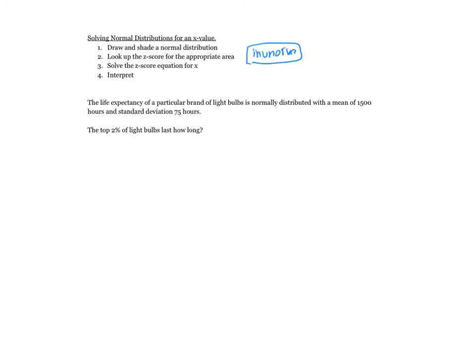So let's do this one. The life expectancy of a particular brand of light bulbs is normally distributed with a mean of 1,500 hours and a standard deviation of 75. It's the same prompt we've had before. The top 2% of light bulbs last how long? So first thing I would do, draw a normal distribution.